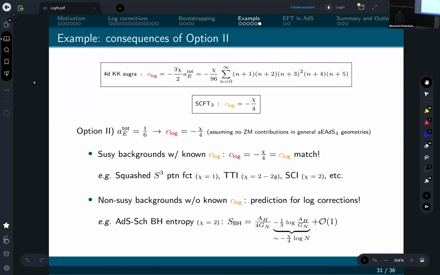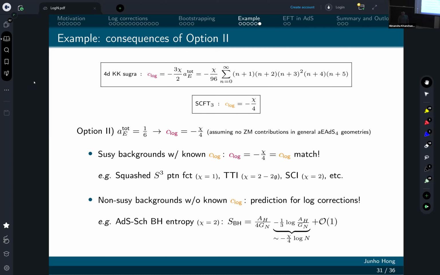And if you consider a non-supersymmetric background, in that case, we don't know the localization equation from the field theory side. So now we can make a prediction. If you consider the AdS charged black hole entropy, from this minus chi over 4 from the gravity side, we know that the log N coefficient should be minus chi over 4. Chi is 2, so it has to be minus 1/2. And by translating this N to the gravitational parameter, you get the log of area contribution to the black hole entropy. But isn't this a bit dangerous?